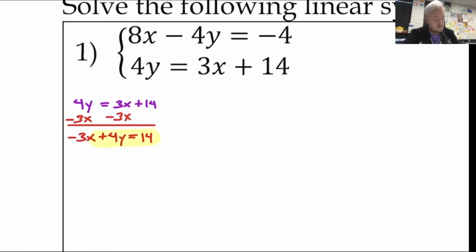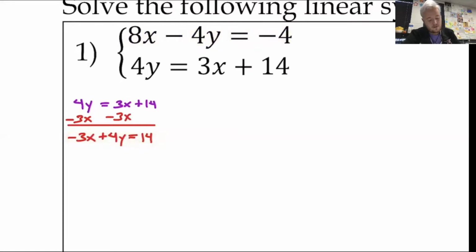So I'm going to look at this equation and my top equation and kind of compare them. So if you notice, your x values, they're not inverses, so that's not going to do me any good. But if you look at your y values, positive 4y and negative 4y, those are inverses of each other. So I'm actually going to leave my equations exactly how they are now.